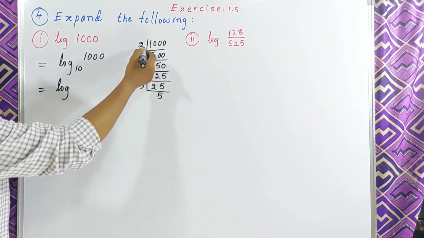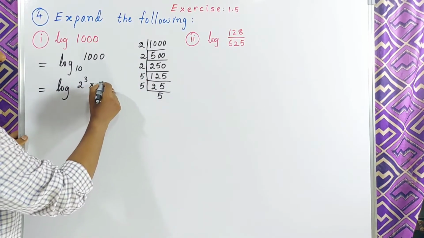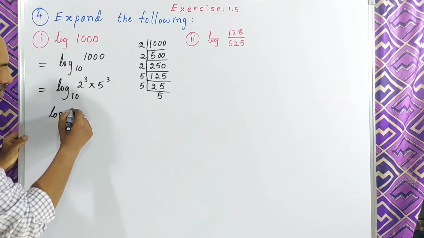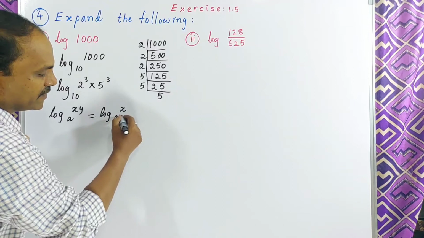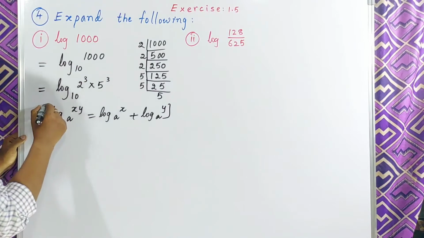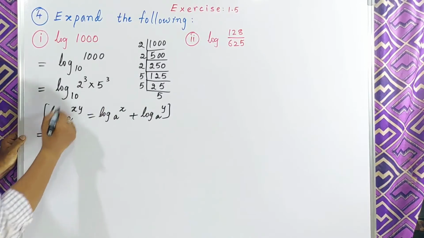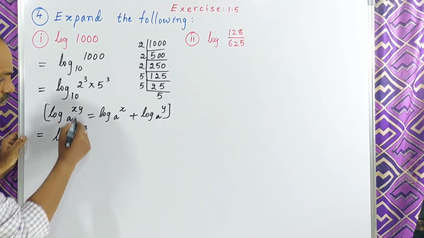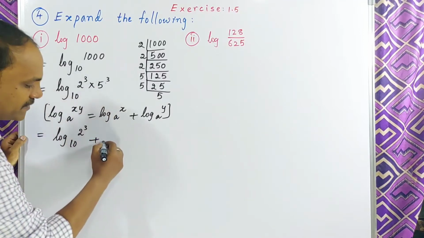log of 2 cube into 5 cube, 3 fives are there, to the base 10. This is in the form of log xy to the base a is equal to log x to the base a plus log y to the base a. We use this formula here since there is a product. So write log 2 cube to the base 10 plus log 5 cube to the base 10.